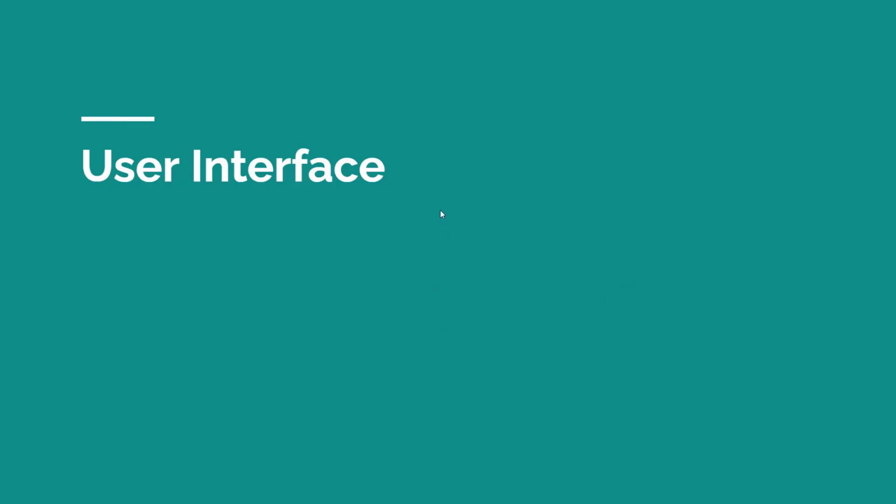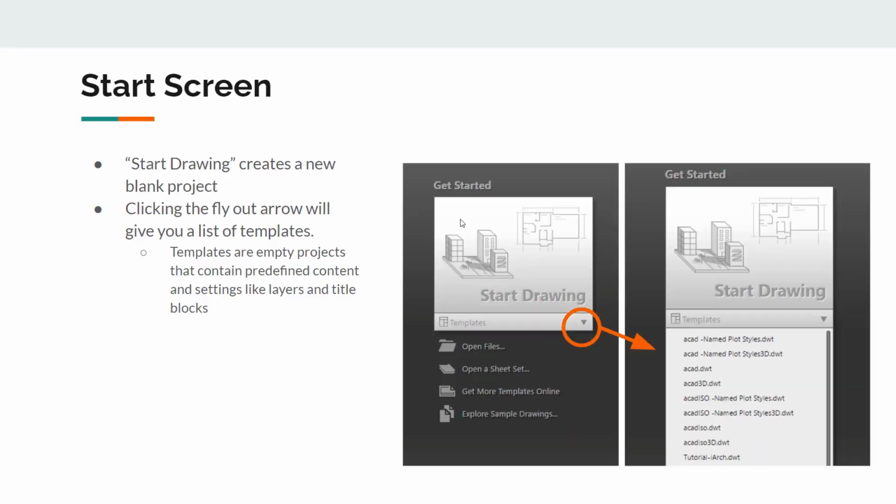All right, so next we're going to be talking a little bit about the AutoCAD user interface. When we first open AutoCAD, we're going to run into the start screen. The start screen is greeting us with a big button here that says Start Drawing. But below that, we have this little drop-down arrow that pulls out this menu for us. What this arrow does is it shows us all of the templates that are available to us, okay?